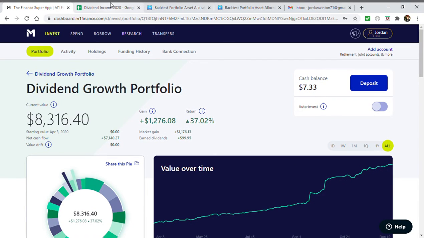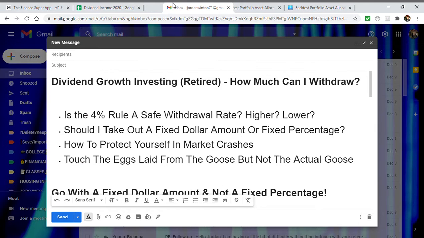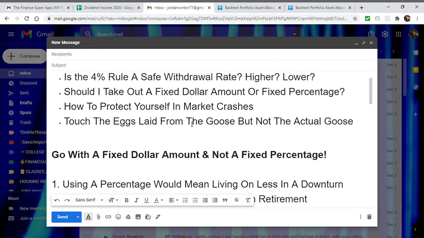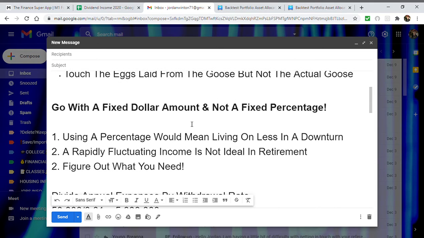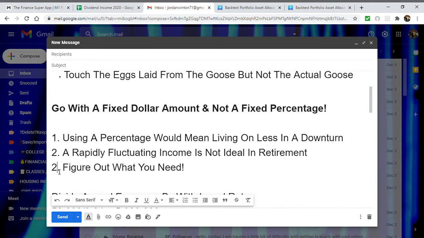Thank you guys for tuning in, and let's go ahead and get started with this email that I wrote out right here. You should start out with a fixed dollar amount instead of a fixed percentage, and I will tell you why. It's mainly due to these three bullet points right here.